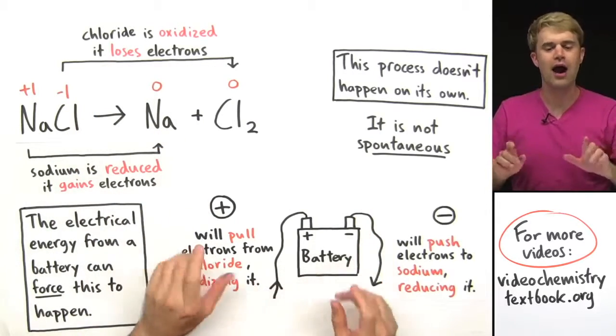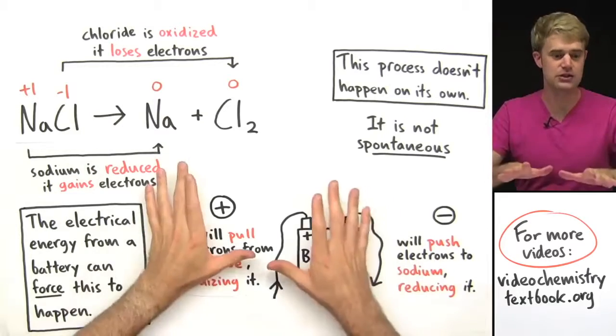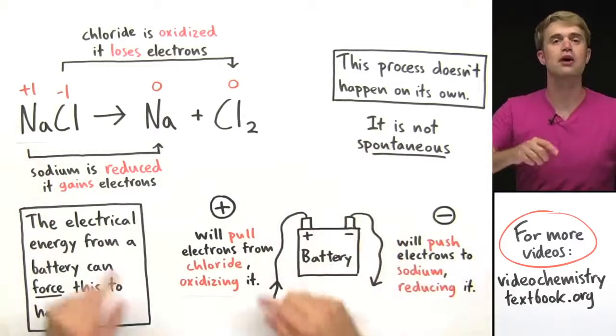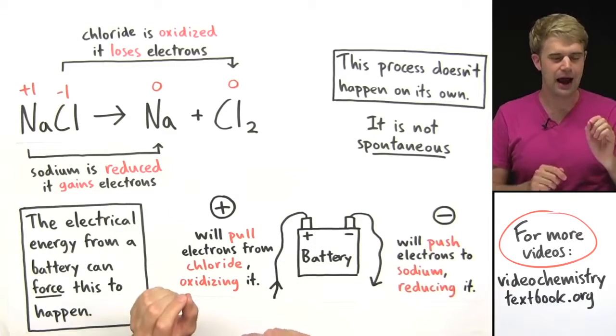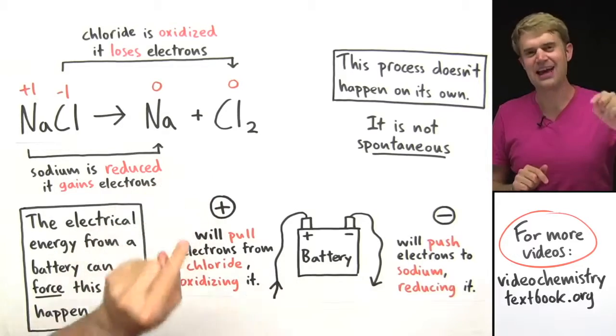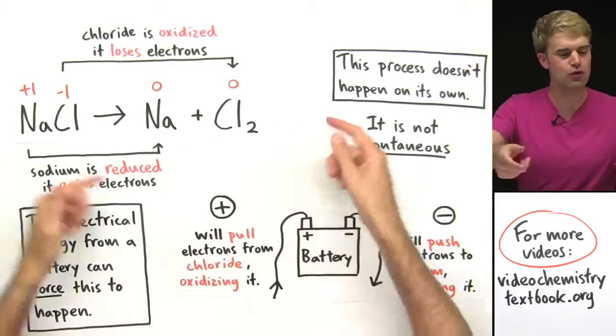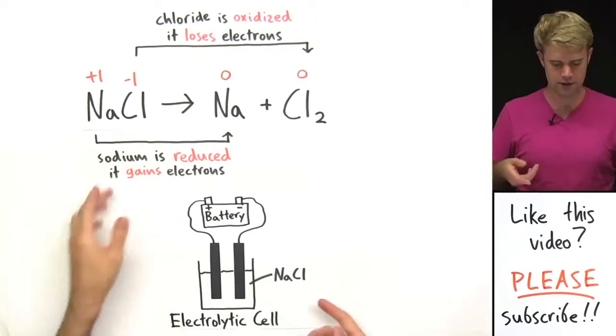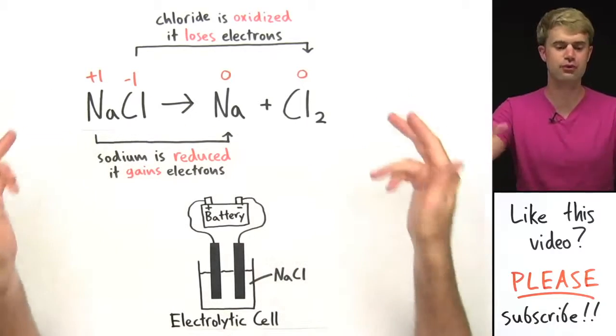So now, I want to show you the device that we use to do electrolysis and make this process happen. And then I want to use our atomic vision to see the atoms and electrons and how they move during this electrolysis process. So here's a picture of the device that we use to make this process happen.